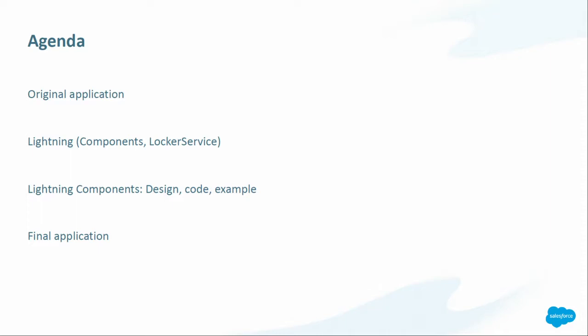So we're going to start by explaining what the original application was, what the requirements were, what it looked like, and how we built it. And then we're going to have a quick overview of Lightning. Then we're going to check the actual migration process, and we're going to check the Lightning components that we built, and we're going to be focusing on one of our custom components. And we're going to end up having just a quick demo of what it looks like in Lightning.